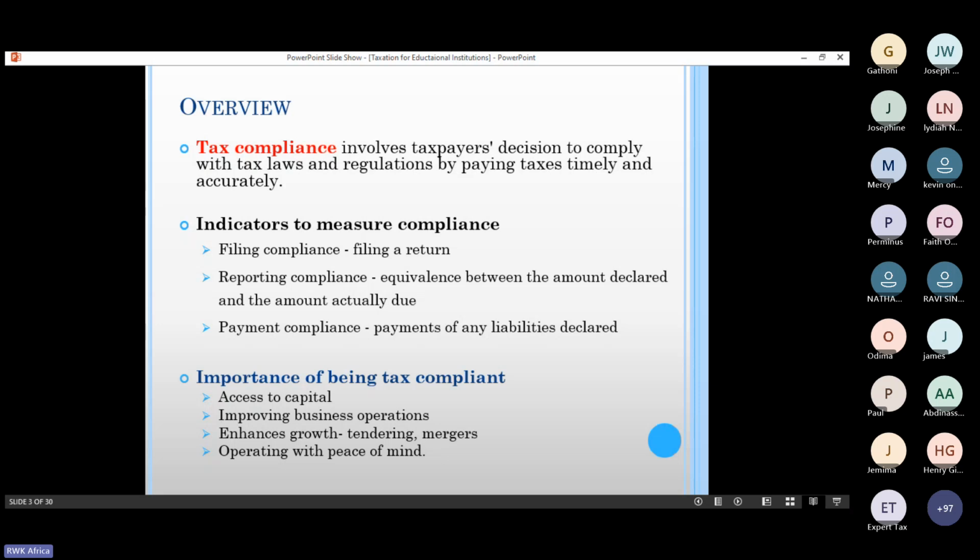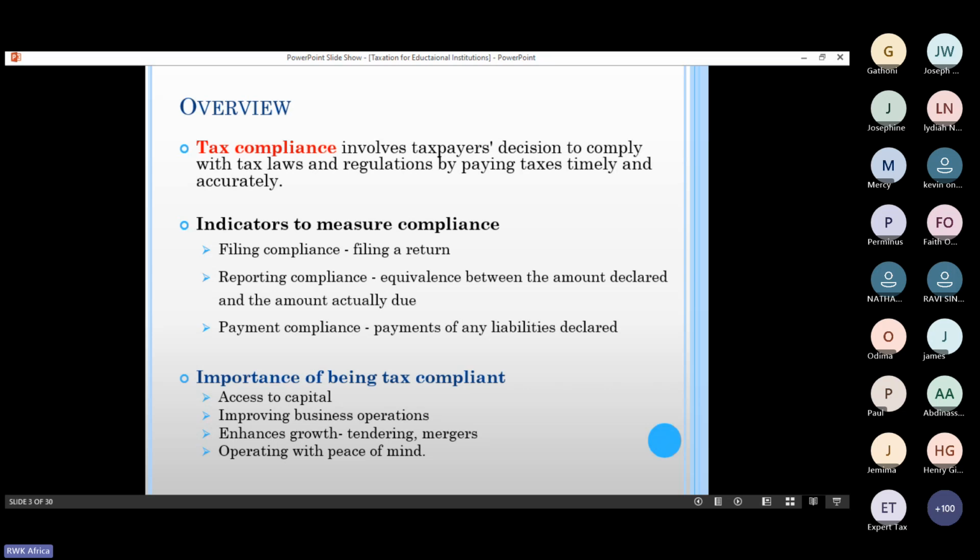Then we have the payment compliance. After you have filed, you have the resultant liability that you're supposed to pay. Have you paid that on time? The different obligations have different timelines. So you're supposed to file and pay by that date. Failure to pay within the given timeline, you're not compliant, and you cannot get the tax compliance certificate. So if you want to know whether you are compliant, you can try applying for a TCC, the compliance certificate, in the tax portal, and you're going to see.